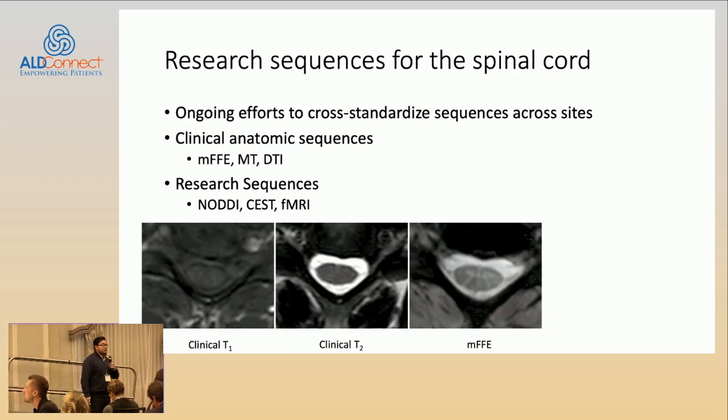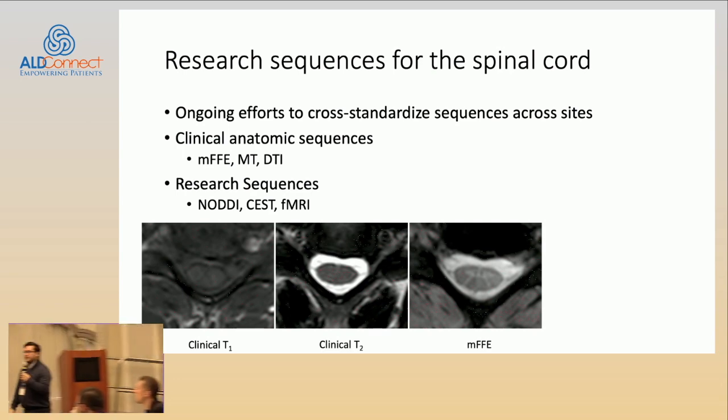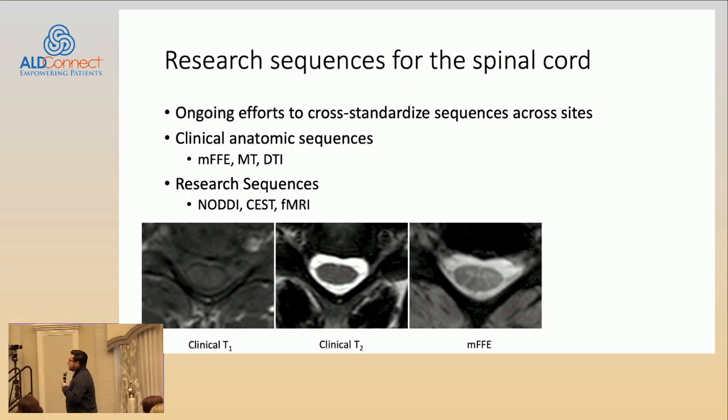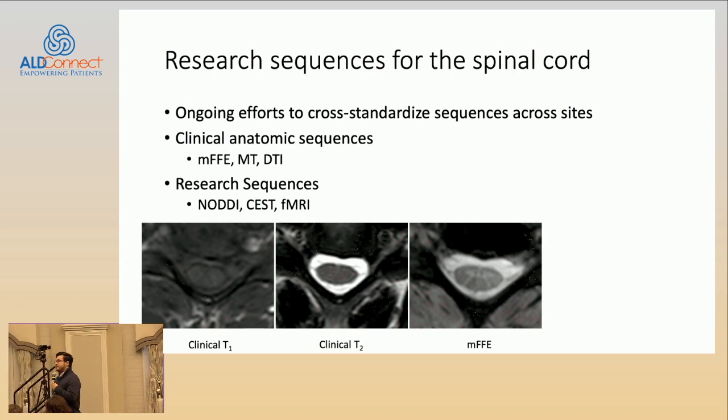I'd like to come to the third part, or the final part of my talk, these research sequences, or these experimental sequences. So here at the bottom, we have a clinical T1 sequence on the very left. This is a 3 Tesla sequence. Clinical T2, these are used on every scan of the spinal cord. And on the right, an MFFE, a multi-echo fast field echo, a gradient echo.